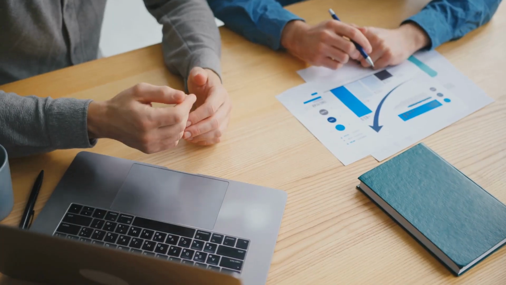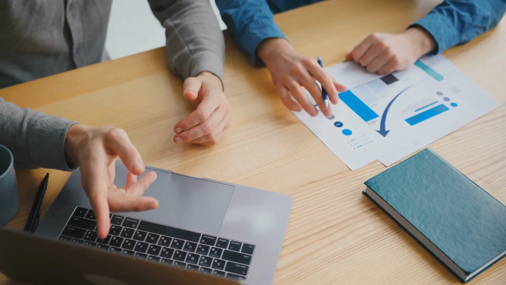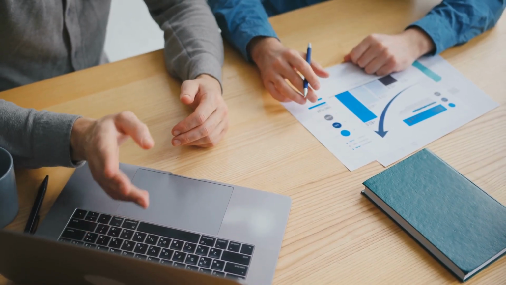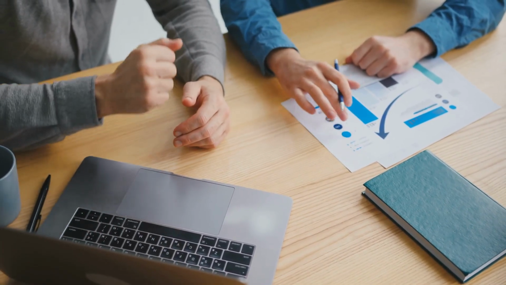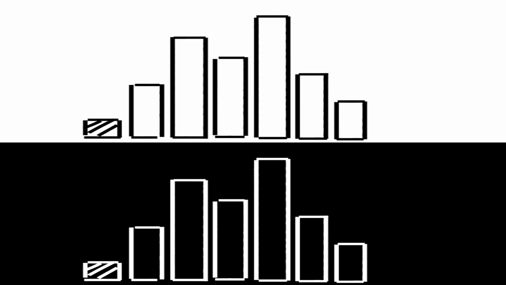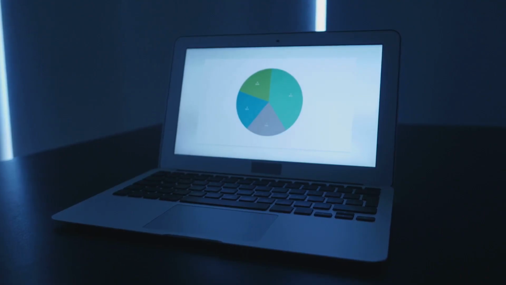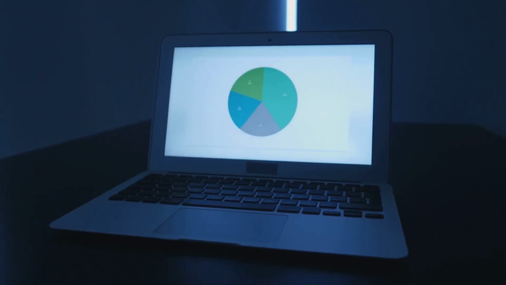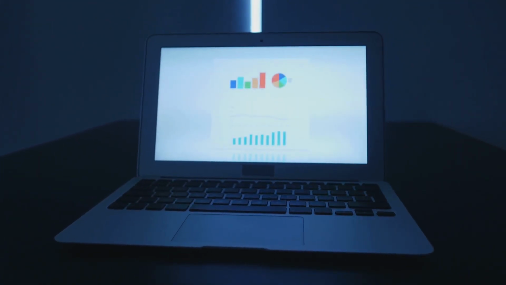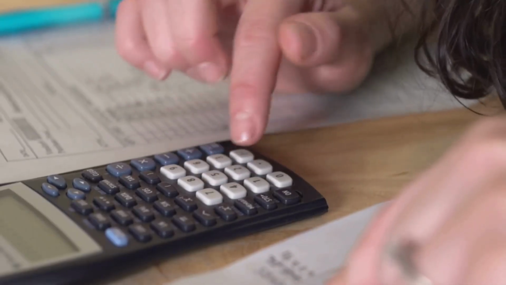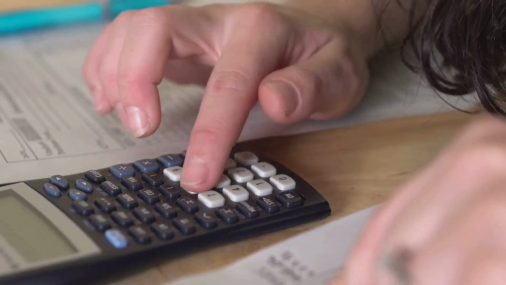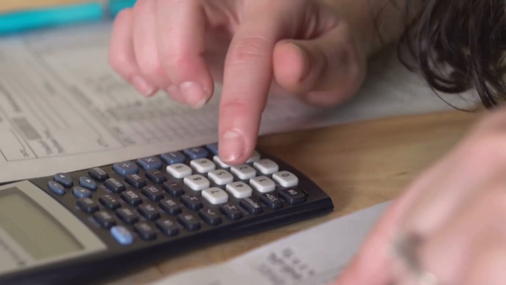You'll see the count, or the number of data points, the mean, the average value, and the standard deviation, a measure of data spread. You'll also find the minimum, the smallest value, the max, the largest value, and more. In seconds, you have a complete summary, ready to be interpreted and acted upon. That would take ages by hand. Minitab automates these calculations, saving you valuable time and effort.